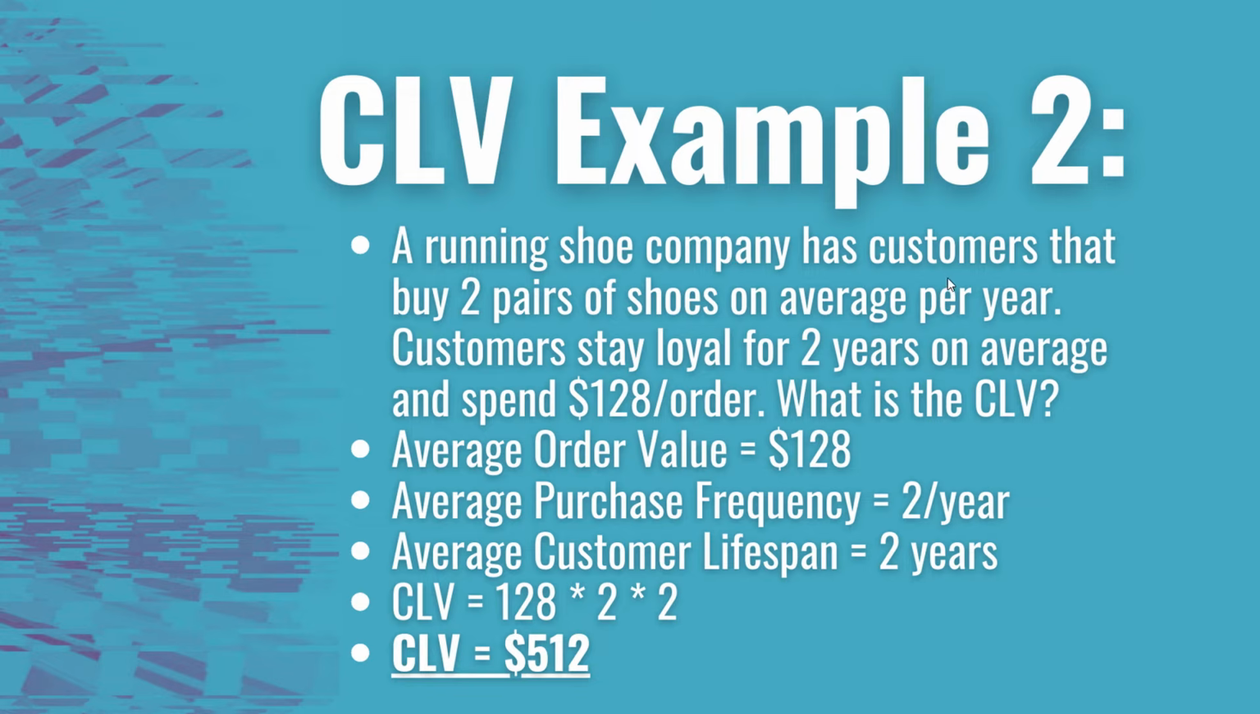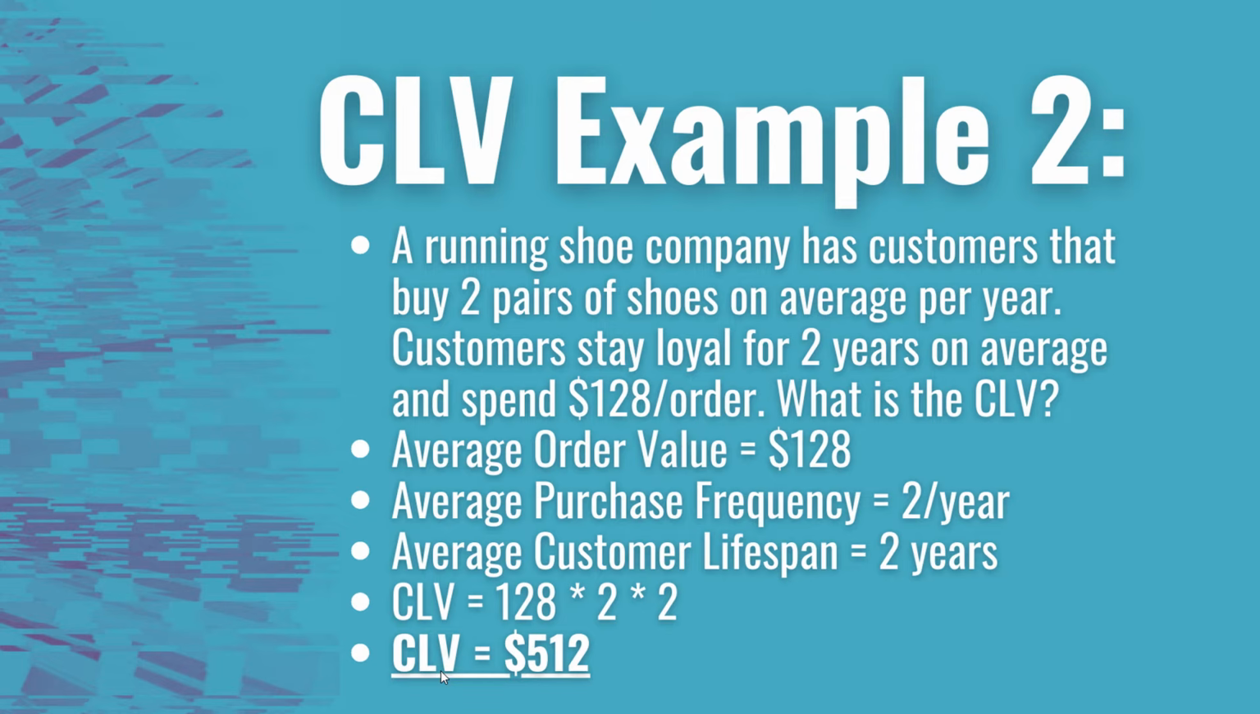So let's look at example number 2. A running shoe company has customers that buy 2 pairs of shoes on average per year. Customers stay loyal for 2 years on average to this business and spend $128 per order. So what is the CLV? In this case, the average order value, $128 per order. The average purchase frequency is twice per year, and the average customer lifespan is 2 years. So you take that 128, you multiply by 2 and multiply by 2 one more time. So the customer lifetime value for this business is $512.